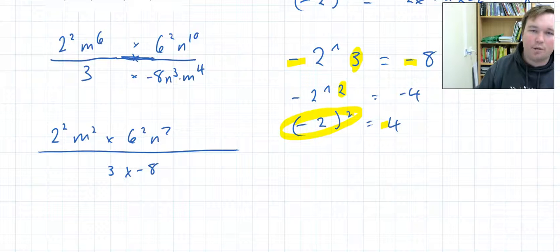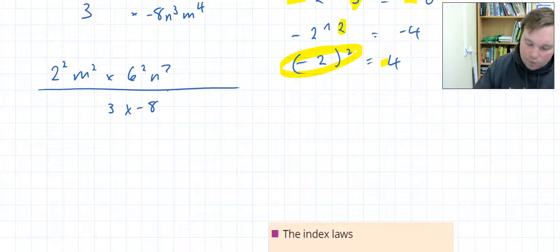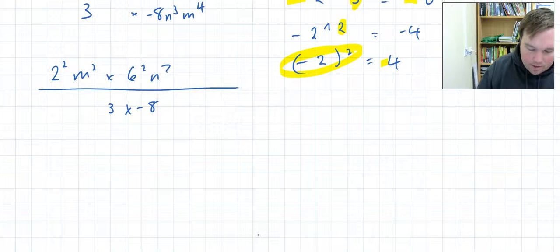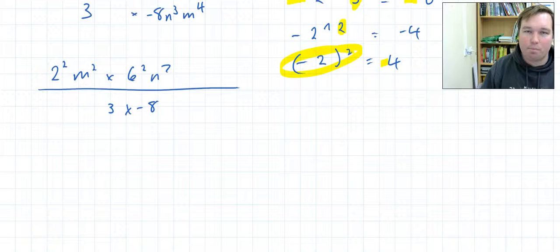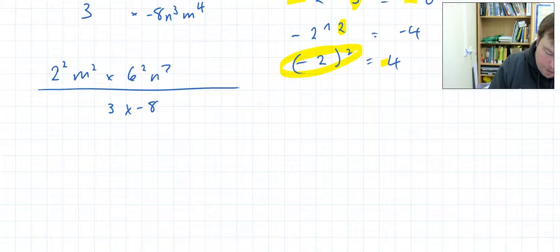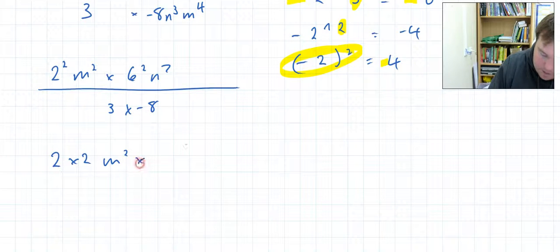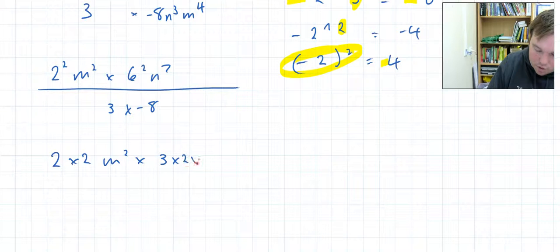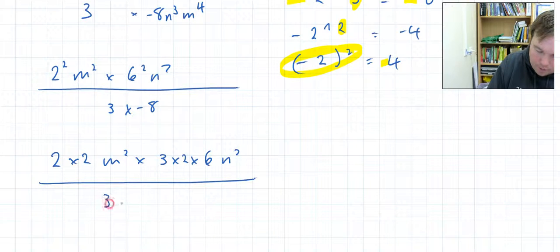Now dealing with the numbers, and you'll expect to do this in your head relatively quickly. A couple of different ways to go about this. One way is to break things down a little. So for example, 2 to the 2, I'd think of that as 2 times 2, m squared, times 6 times 6, but we're not going to throw out many 6s on the bottom, so I might go 3 times 2 times 6. n to the 7 over 3 times -2 times 4. Well, 4 might be another 2 and another 2.